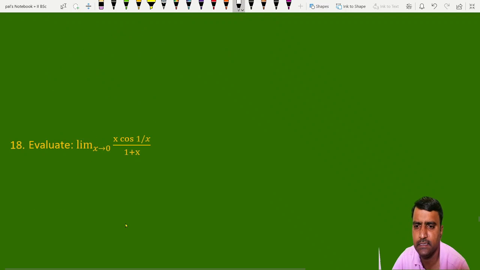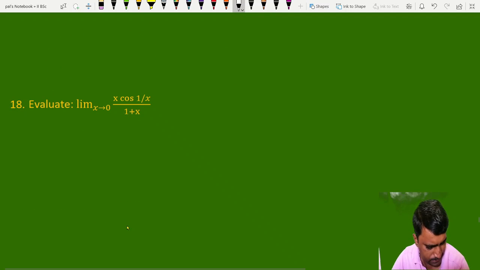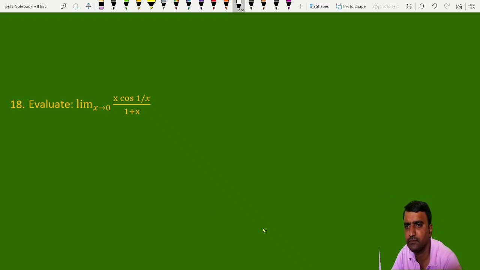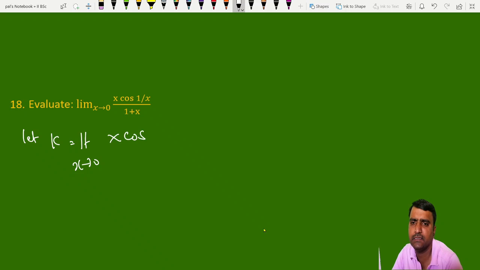Similarly, one more example. x cos of 1 by x by 1 plus x. If you apply the limit to this, let k is equal to limit x tends to 0 of x cos of 1 by x by 1 plus x.